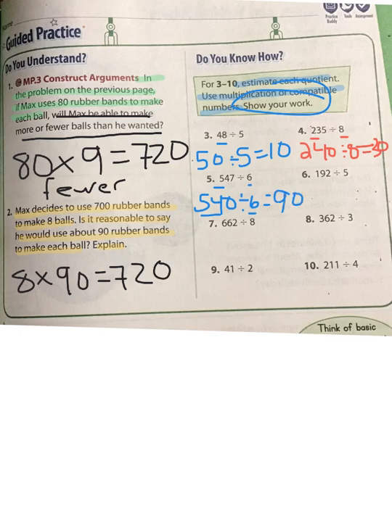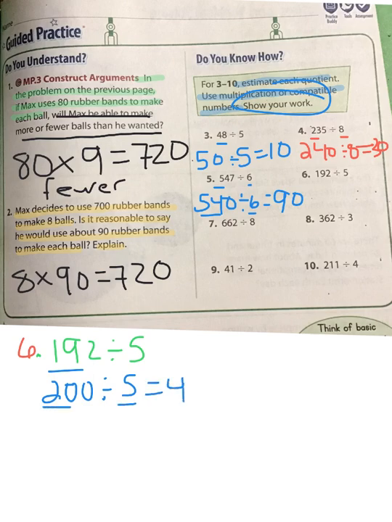I'm going to move number 6 down here so it's easier for you to see. We have 192, number 6, divided by 5. Underline the first 2 digits. 5, what times 5 is close to 19? Well, 20, because 5 times 4 is 20, right? So 20 divided by 5 is 4, and then place your 0.